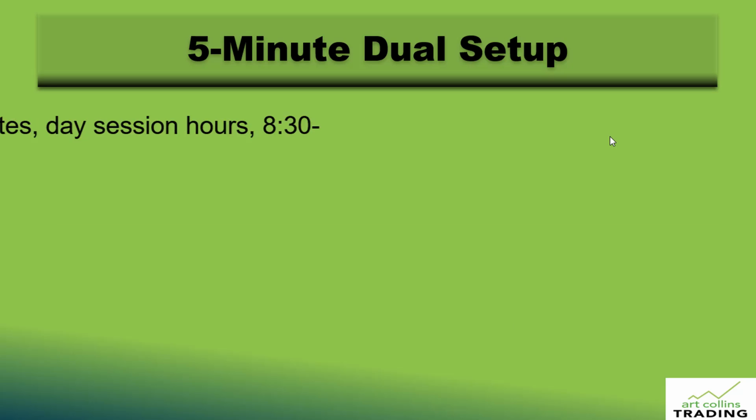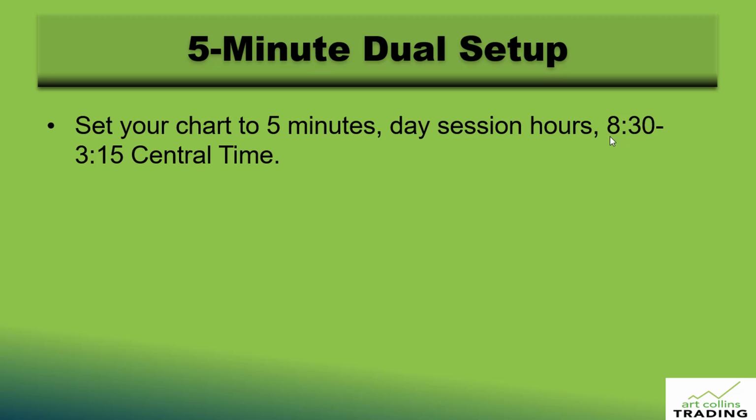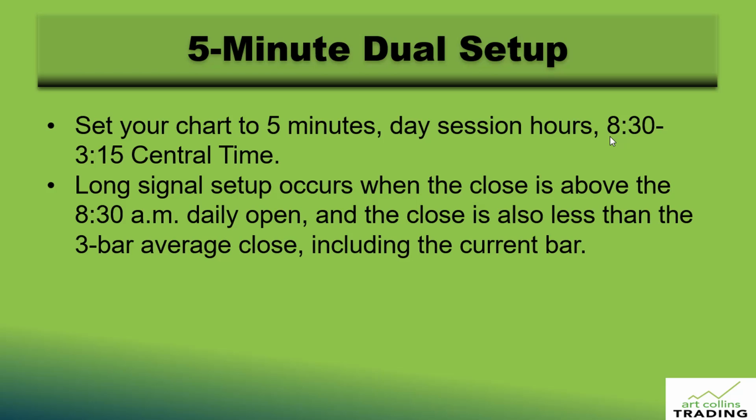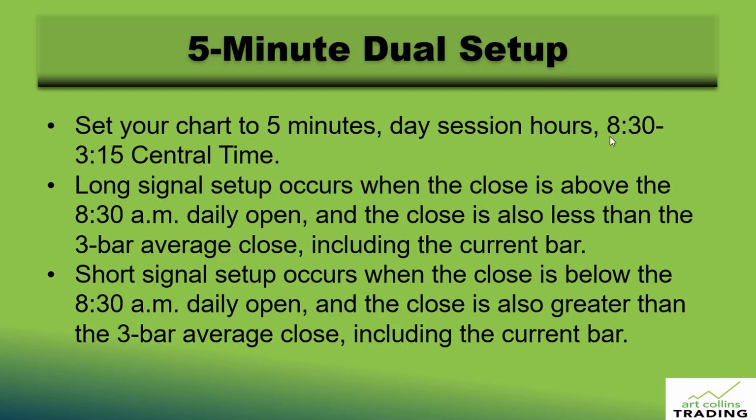Here's how it works. For the setup, set your chart to 5-minute day session hours, 8:30 a.m. to 3:15 p.m. Central Time. And we define a long signal as one in which the close is above the daily opening price, and it's also below the 3-bar average close, including the current bar. Flip side for the short setup signal. Closes below the daily open and also greater than the 3-bar average close.